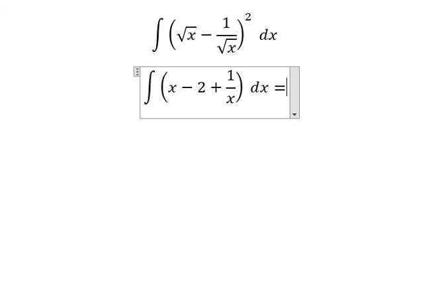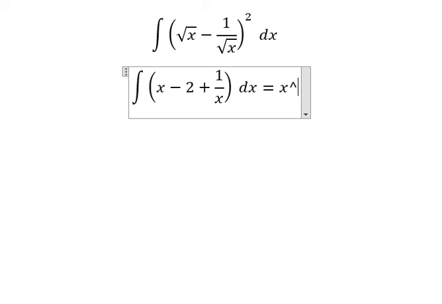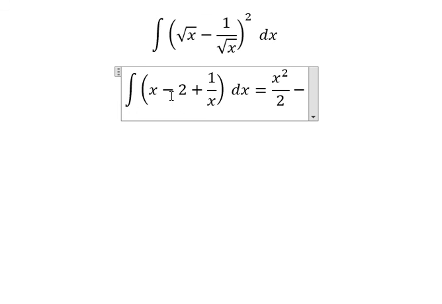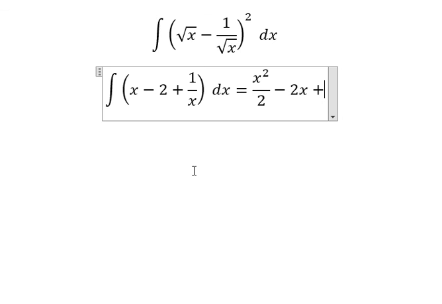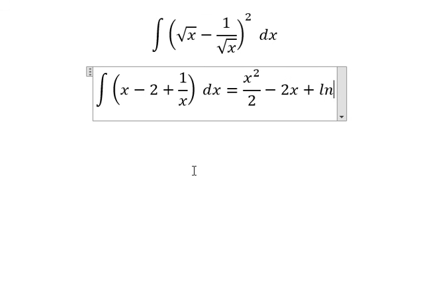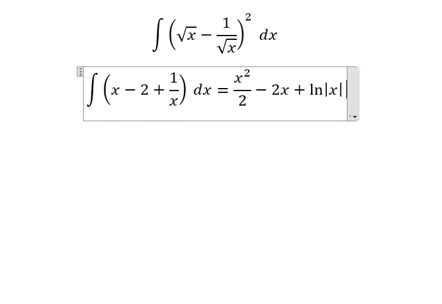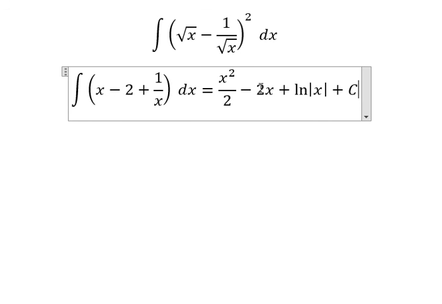And now we can get the final answer. The integration of s, we have s squared over 2. Number 2 is 2s. And the last one is ln of the absolute value of s. And we put c.